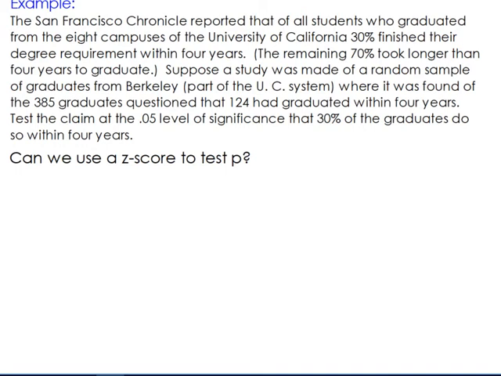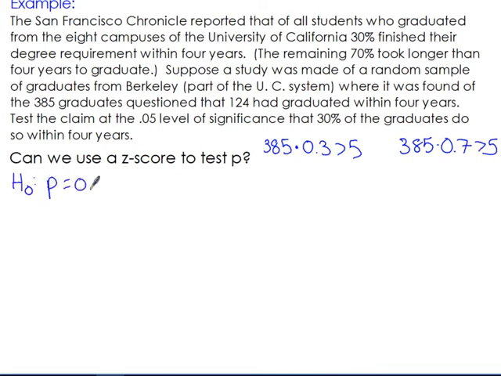So can we use a z-score to test p? Well, here's how we're going to know. N, which is the 385, times your 0.3 has to be bigger than 5. Oh, easily going to make it bigger than 5. 385 times 0.7 bigger than 5. That's easily going to make it bigger than 5 as well. So yeah, we can go ahead and do that hypothesis test. Now, we're going to test the fact that they say that p is equal to 0.3. Make sure you're using p, not mean.